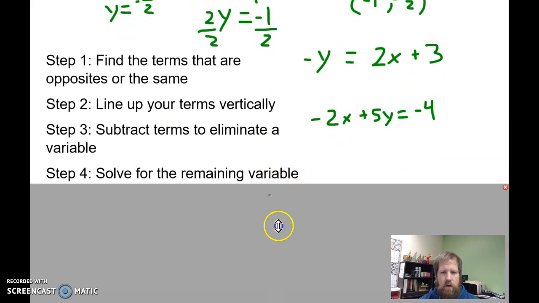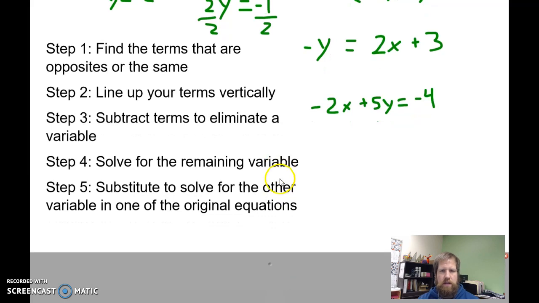This one's not quite as nicely set up for us. So the steps you'll see are pretty much the exact same. The reason that we're looking for terms that are either opposite or the same when we're looking for elimination is sometimes when they are on different sides of the equal sign, they're going to change. When I move 2x over here, it's going to become negative 2x. Or if I move this negative 2x over to the other side of the equal sign, it would become positive 2x.